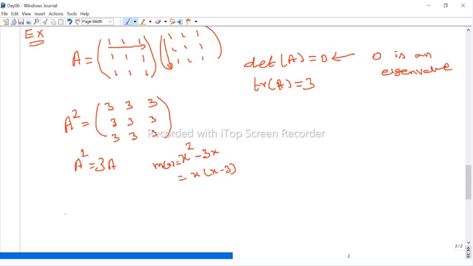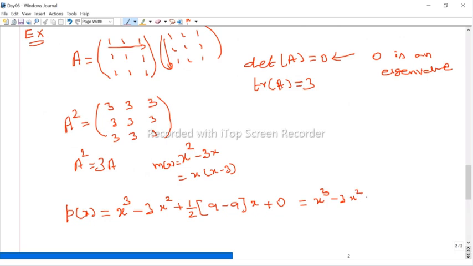So anyway, we know the general formula of the characteristic polynomial of a 3 by 3 matrix. What is that? x cube minus trace of the matrix times x square plus 1 by 2 times trace of A squared minus trace of A square, into x, and then plus determinant. Trace of A is 3 plus 3 plus 3, which is 9. So clearly determinant is 0. Therefore, now we have only the x cube term and x square term. So x cube minus 3 times x square. Now if we take x square outside, x square into x minus 3.